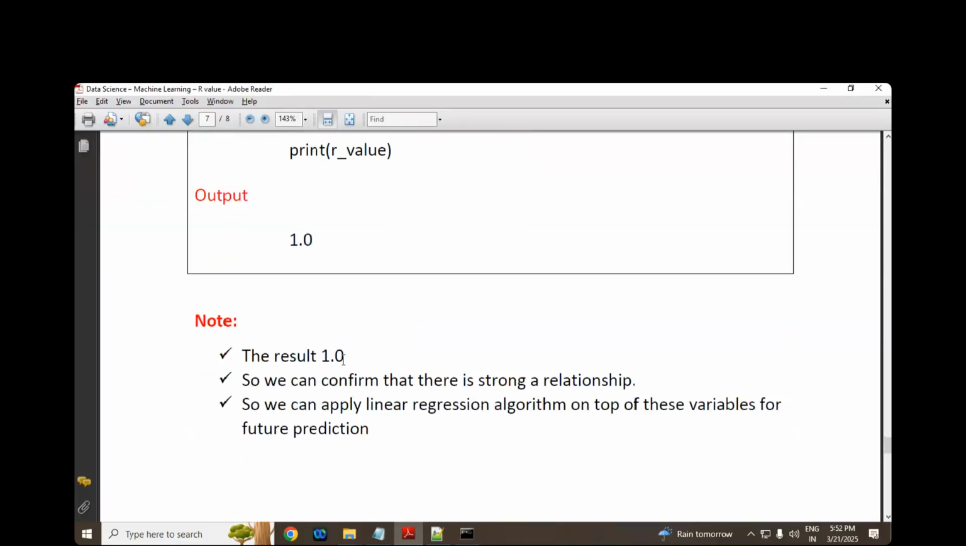So the result is 1.0. So we can confirm that there is a strong relationship actually. So we can apply linear regression. This is the confirmation. I can proceed for linear regression.